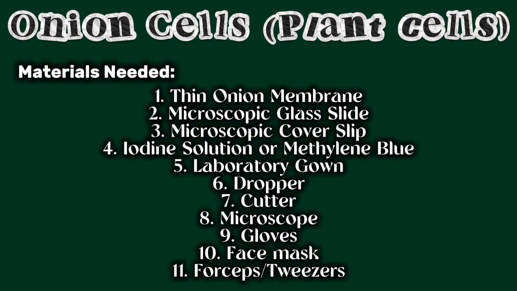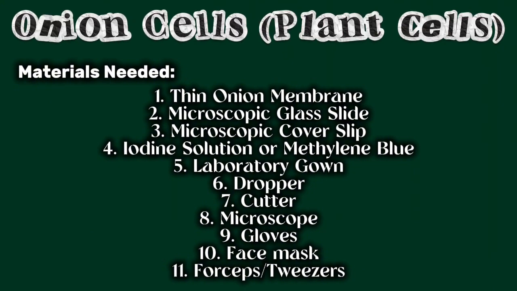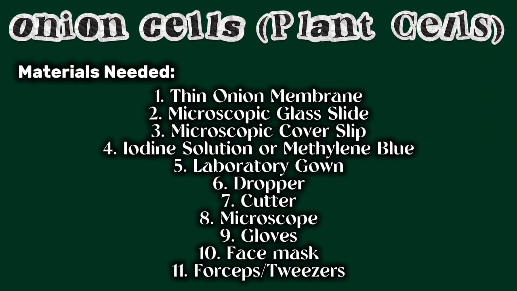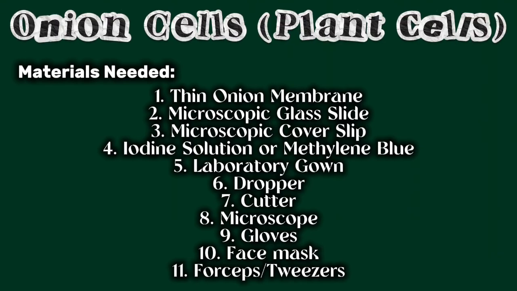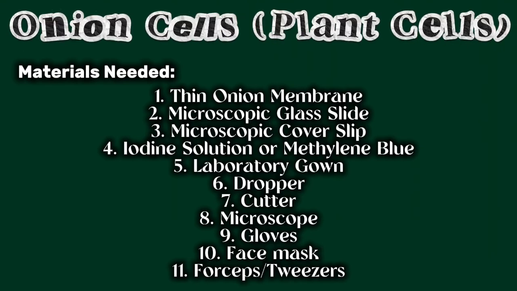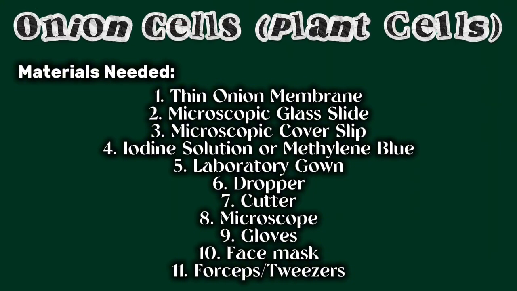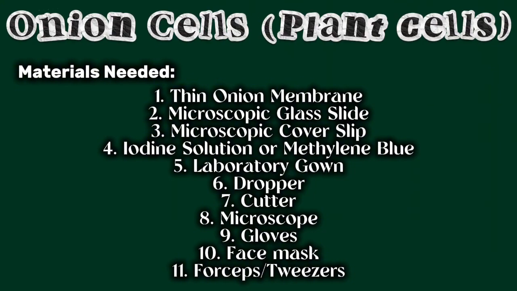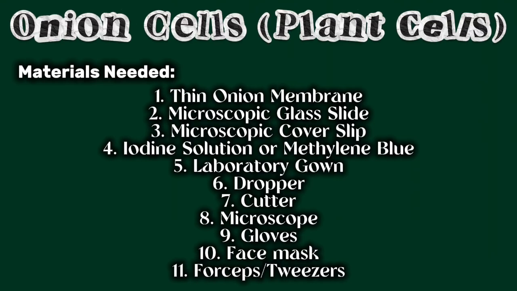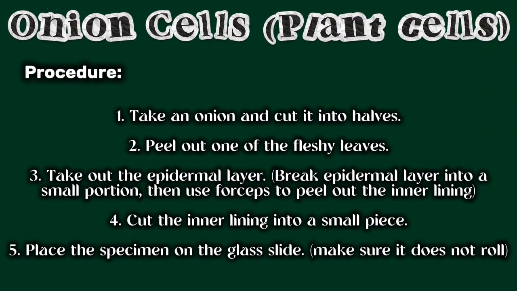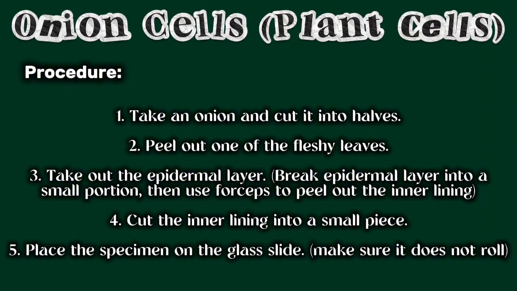The materials needed for this experiment include thin onion membrane, microscopic glass slide, microscopic cover slip, iodine solution or methylene blue, laboratory gown, dropper, cutter, microscope, gloves, face mask, and forceps or tweezers. For the procedure, take an onion and cut it into halves. Peel out one of the fleshy leaves.